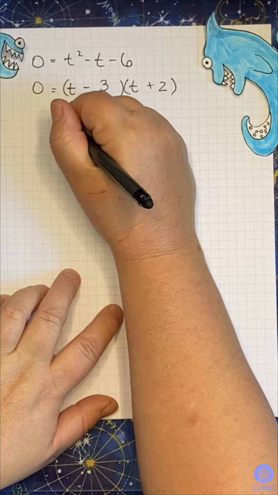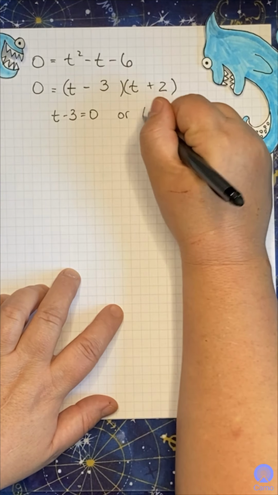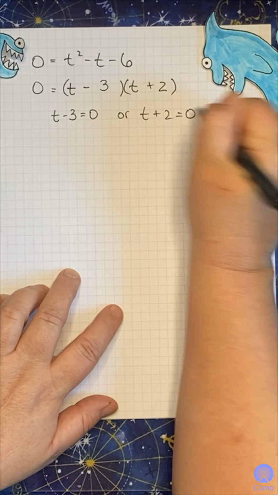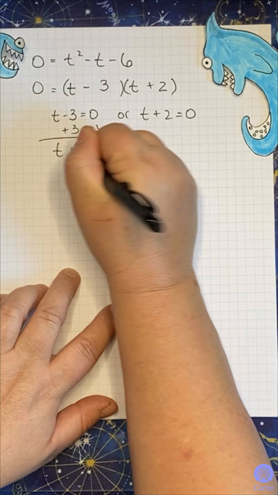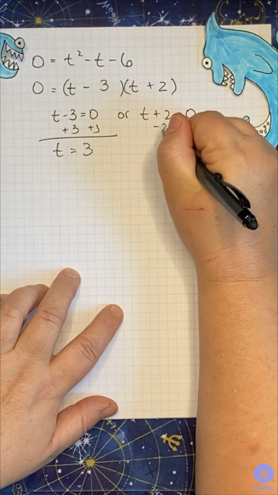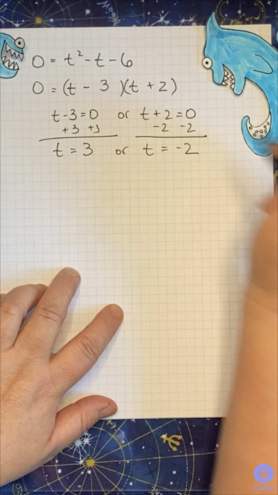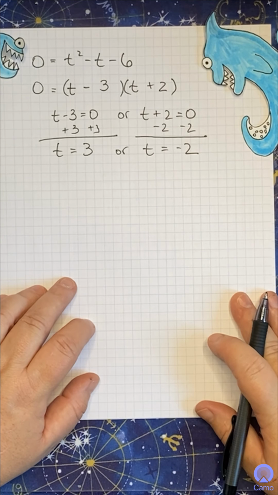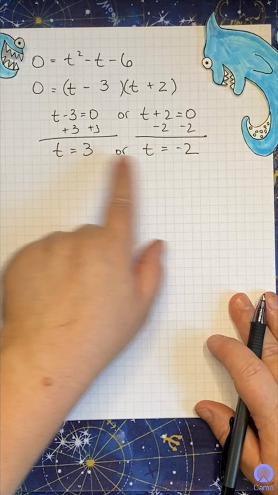So this one says I either set up t minus 3 equals 0 or t plus 2 equals 0. So either t equals 3 or t equals negative 2. Right? Because we use the 0 property. Nice. We're almost there. Now, why does math give us these two answers?